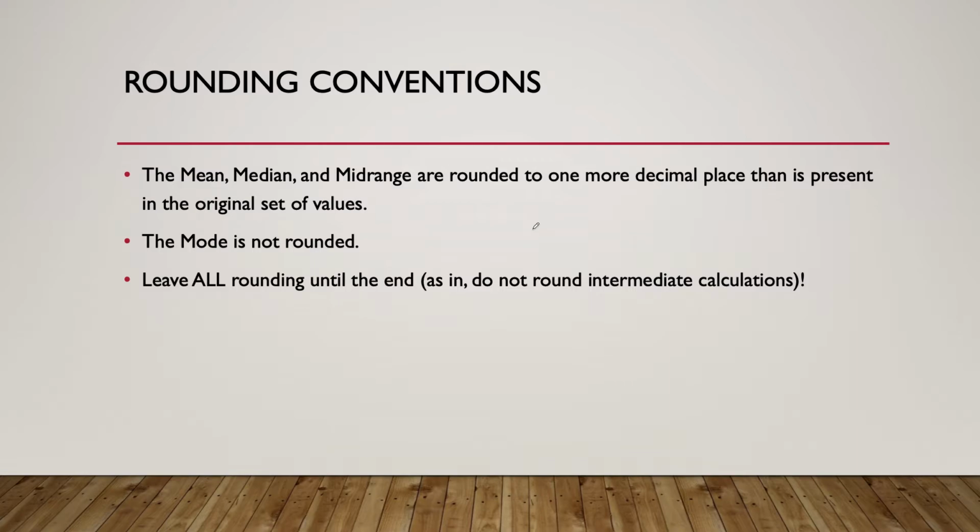The usual convention with rounding, and you probably saw it in the examples, is that the mean, median, and mid-range are rounded to one more decimal place than is present in the original set of values. The mode, however, is not rounded, because the mode just looks at the data set and decides what's the highest frequency. You should always leave all rounding until the end, so that it doesn't cause errors with intermediate calculations.